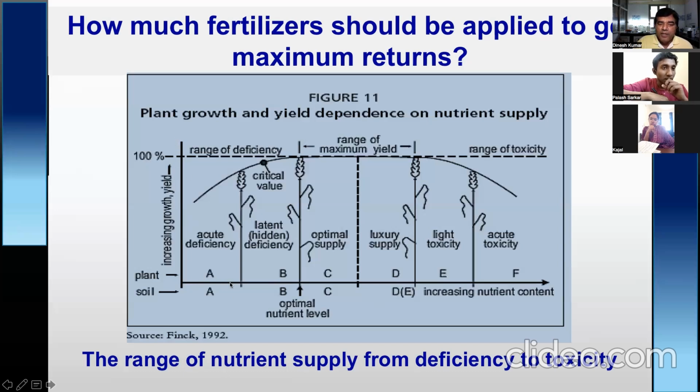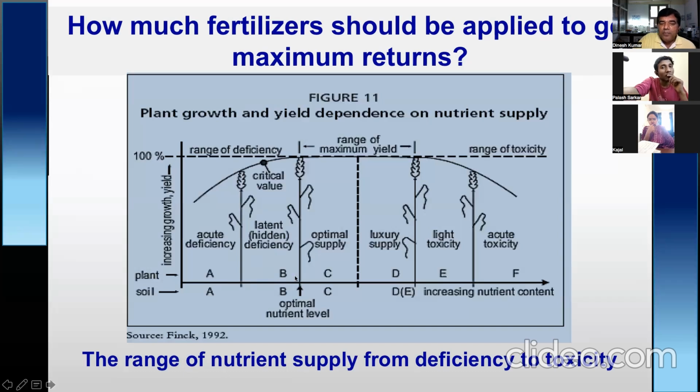Now, in the beginning, the nutrient supply in soil or availability in plant is very low. So here you will get acute deficiency. Now you are increasing the supply, then growth is also increasing. You increase more supply, growth will increase, but plant can have at this stage latent or hidden deficiency. It may not show symptoms, but it is deficient. So during this zone, latent or hidden deficiency, lies the critical value. If you see the value at y-axis, it would be 90%. It would be 90% relative growth.